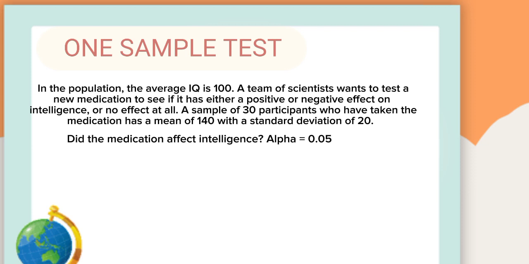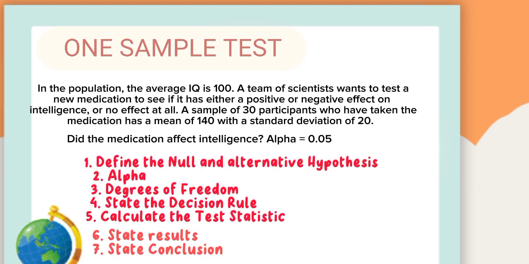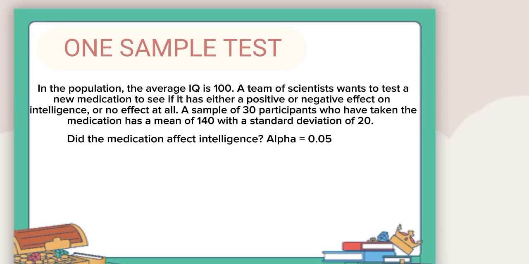Notice that we don't know the population standard deviation. We only know that the population mean is 100. We do, however, know the sample standard deviation, which in this case is 20. That's why we're doing a t-test instead of a z-test. So step 1 is to define our null and alternative hypotheses. Then we will state the alpha, calculate the degrees of freedom because this is a t-test, state the decision rule, calculate the test statistic, state the results, and state the conclusion. Let's get started with the first step.